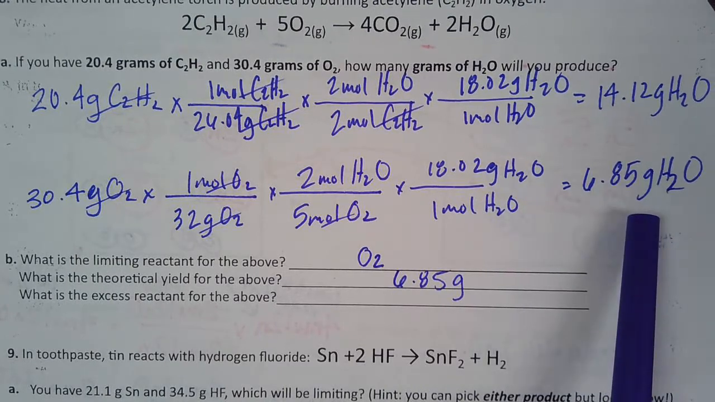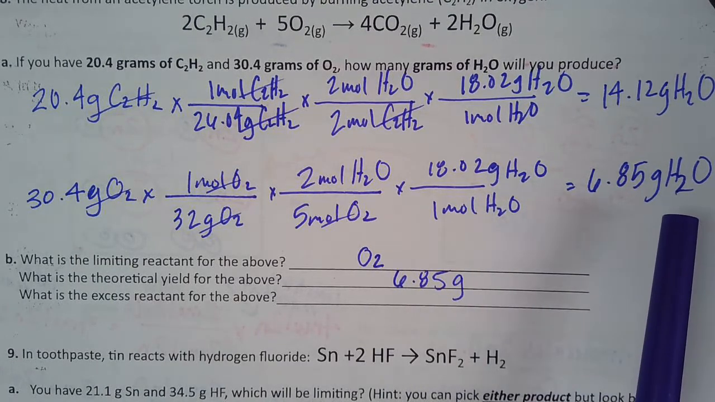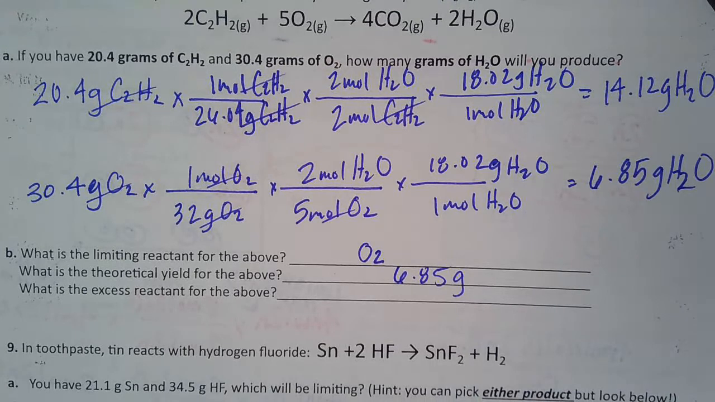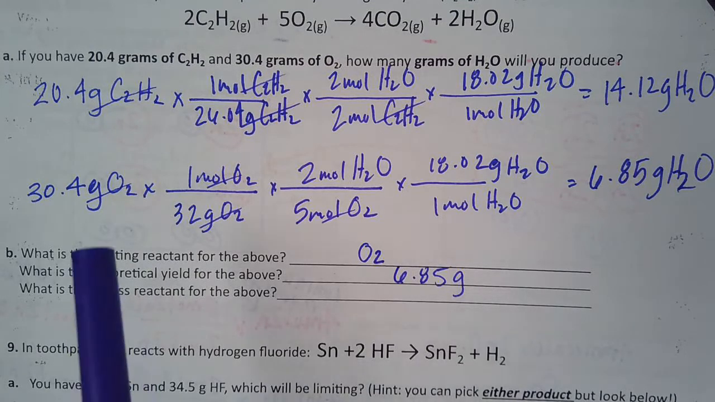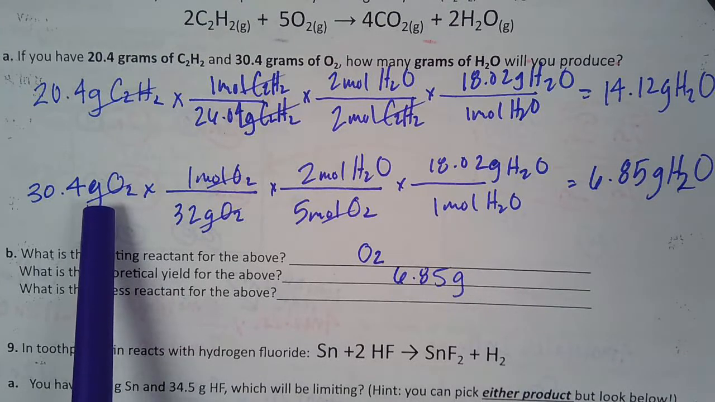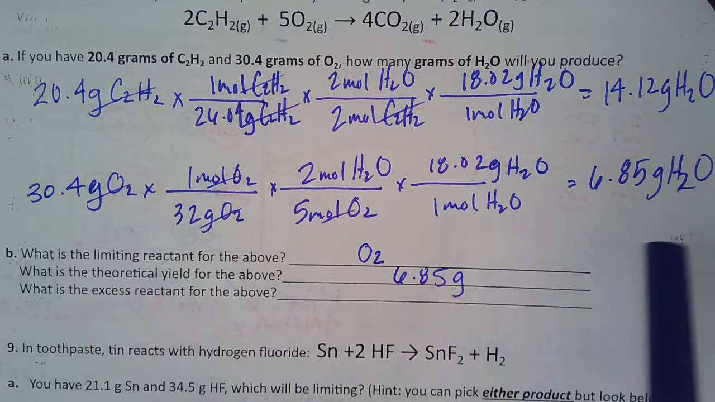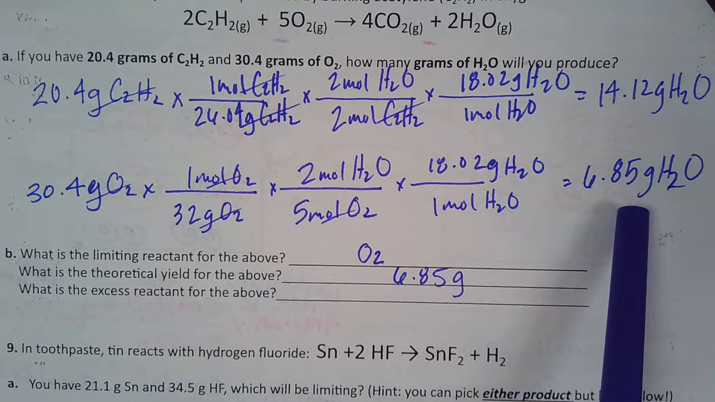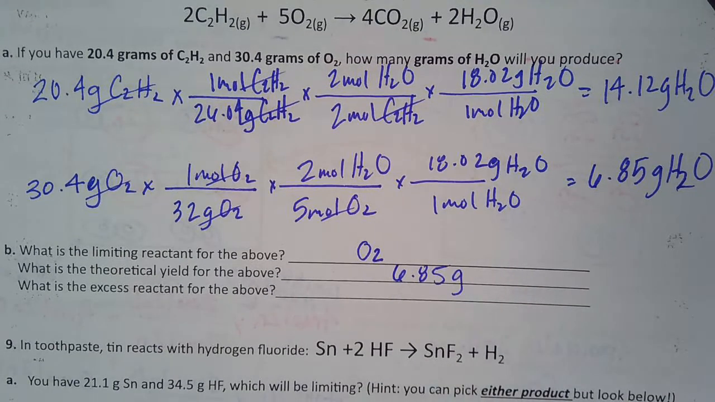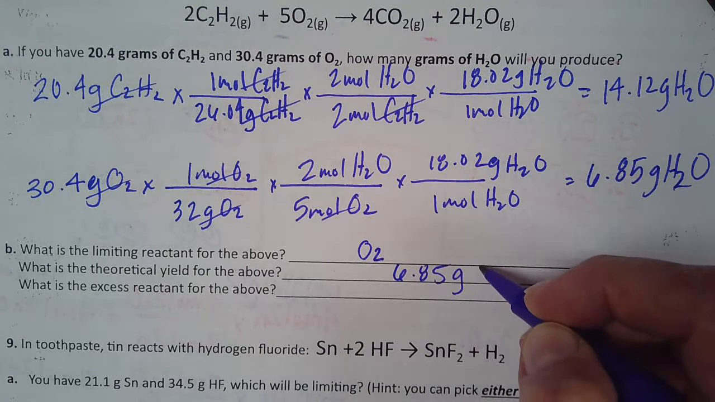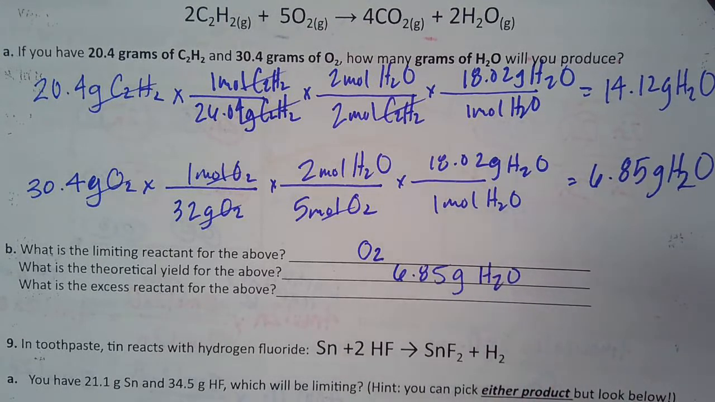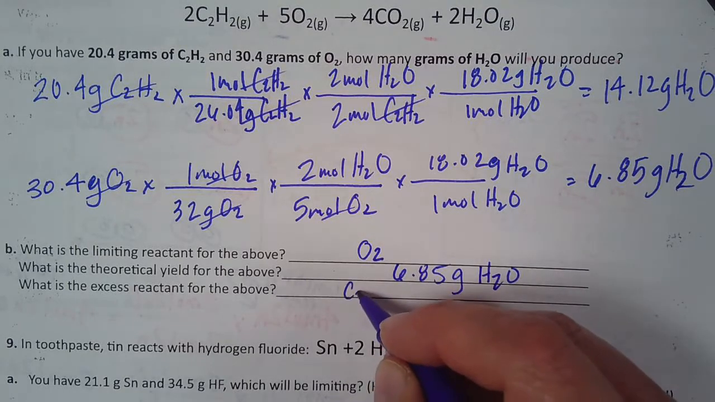Once that 6.85 grams of H2O is made, what's going to happen to the reaction? It stops. It can't go on anymore. And if it can't go on anymore, it can't make any more H2O. So we know this is the limiting. We know this is going to run out first because it makes the least amount of product. Okay? So 6.85 grams of H2O. And then what's our excess reactant? C2H2.